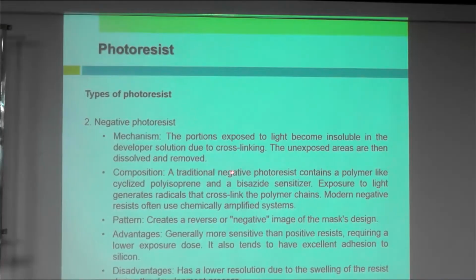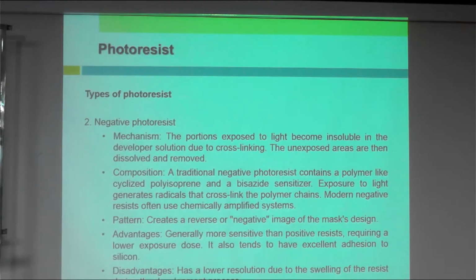So composition, a traditional negative photoresist contains a polymer like cyclized polyisoprene and a bisazide sensitizer. Exposure to light generates radicals that cross-link the polymer chains. Modern negative resists often use a chemically amplified system. So it creates a reverse or negative image of the mask design.